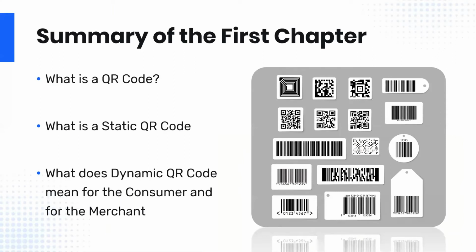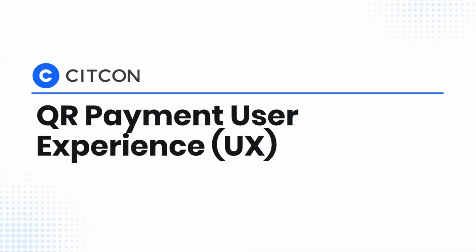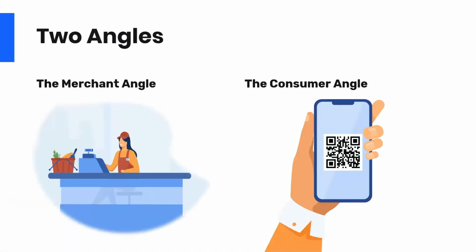So now that we understand what a QR code is and the differences between static and dynamic QR codes, let's jump into the user experience that they provide. First of all, you will notice that different companies will use different terms. Some companies work for the merchant and take the angle of the merchant. Some companies work for their users, and I mean by that the consumers, and will take the point of view of the customer.